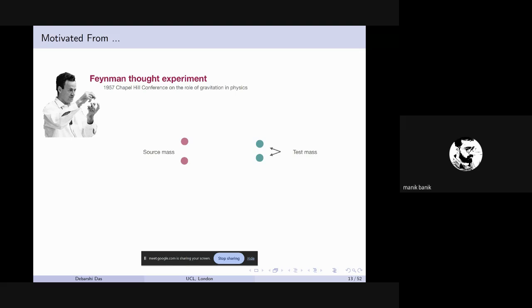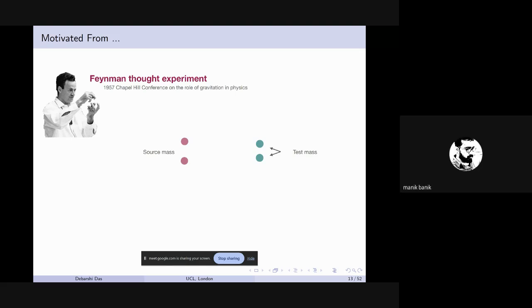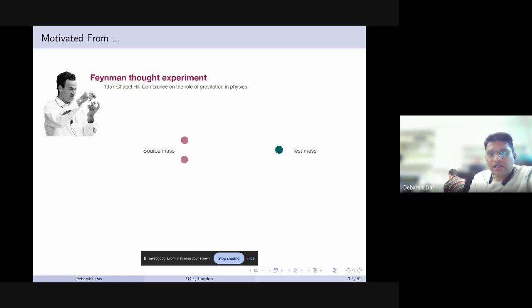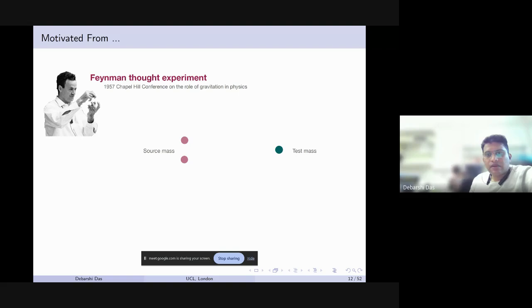Yeah, in Feynman's thought experiment, there was no limit on mass. No, I'm not talking about the amount of mass. Let's say this test particle is a photon. If the source mass is at the downside, what will happen? The photon will bend towards it, the bending of light phenomenon, due to electromagnetic interaction.